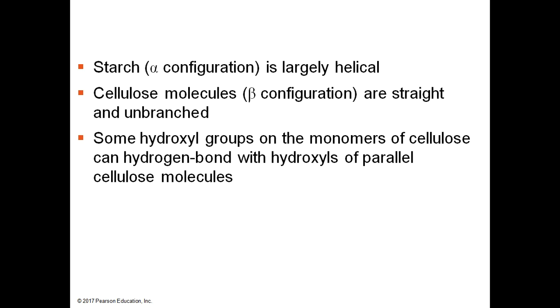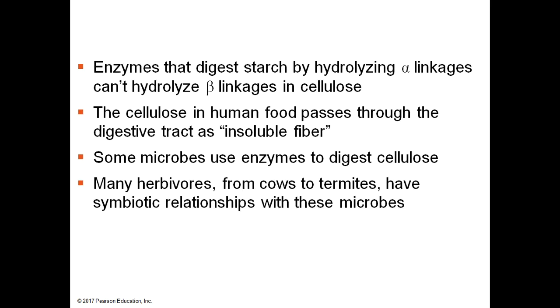Okay, starch in the alpha configuration is largely helical. Cellulose molecules, in the beta configuration, are straight and unbranched. Some hydroxyl groups on the monomers of cellulose can hydrogen bond with hydroxyls of parallel cellulose molecules. Now, enzymes that digest starch by hydrolyzing alpha linkages can't hydrolyze beta linkages in cellulose. The cellulose in human food passes through the digestive tract and is known as insoluble fiber.